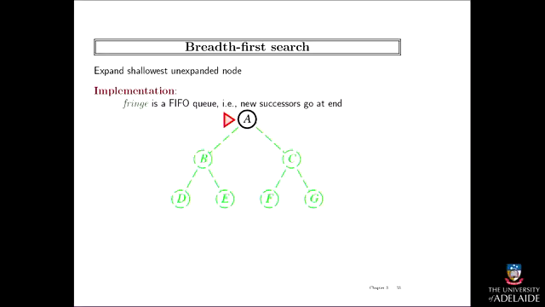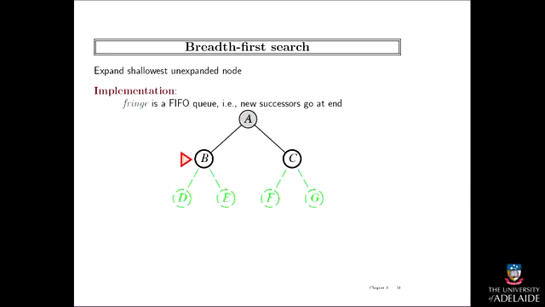So we start out at node A, so A gets put into the queue. And then we process A. We process A by saying, is it the goal? No, it's not. Let's add to the queue the successors of A. The successors of A are B and C. They're added in the order B, C.